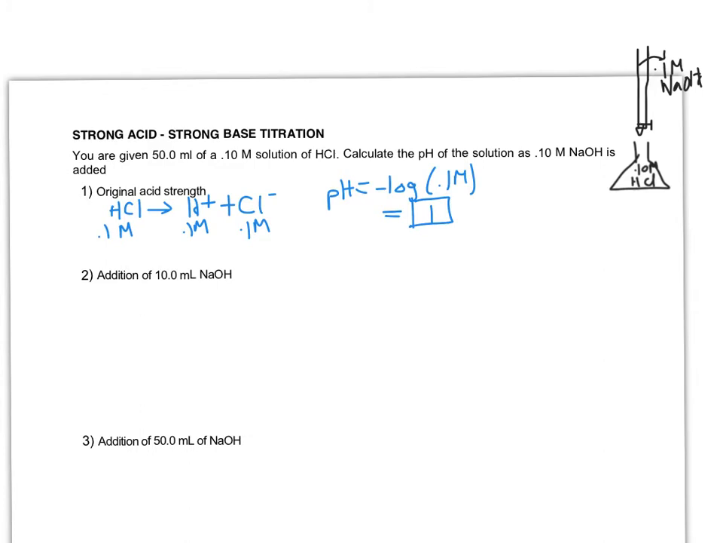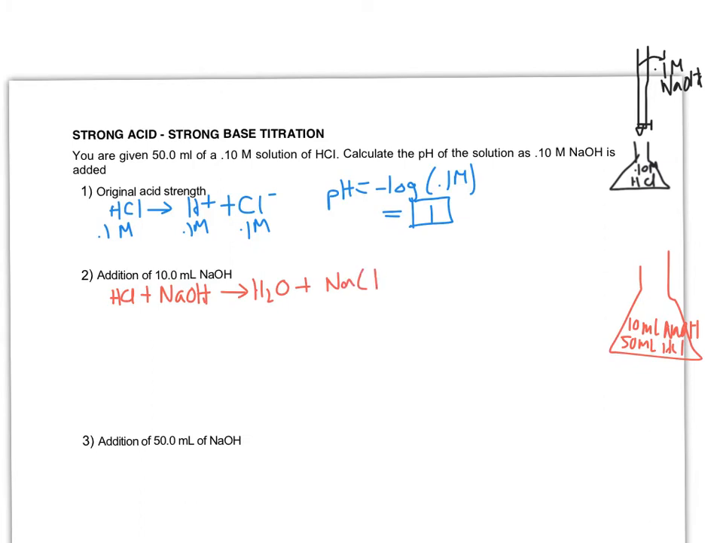All right, let's do the next one. The next one says, what if I add 10 milliliters of my NaOH? So right now, my flask has 50 milliliters of the 0.1 molar HCl, and I have 10 milliliters of my NaOH. Well, my NaOH and my HCl are going to react together, and so we're going to write our reaction between the two of them. Now, you have two choices. You can write HCl plus NaOH yields water and NaCl.